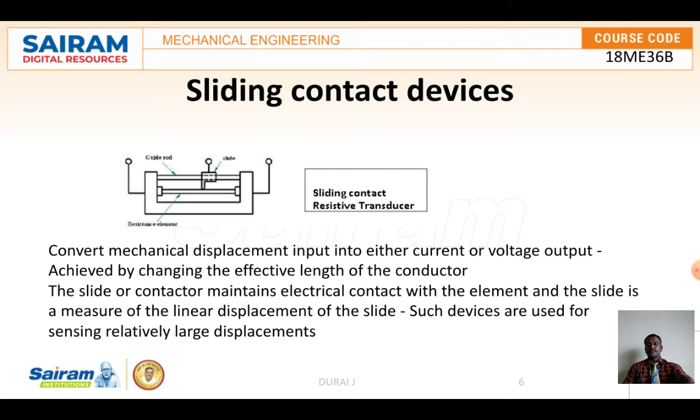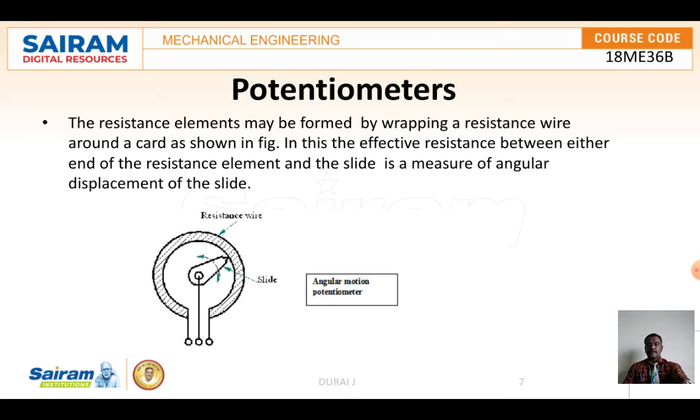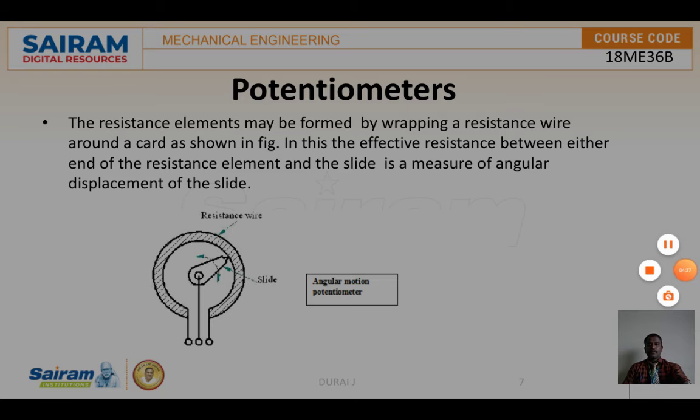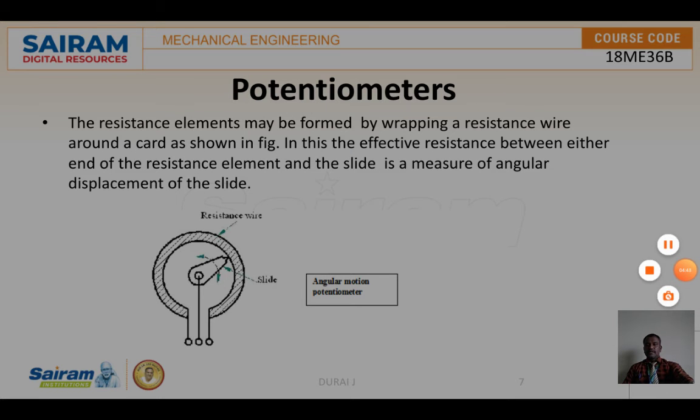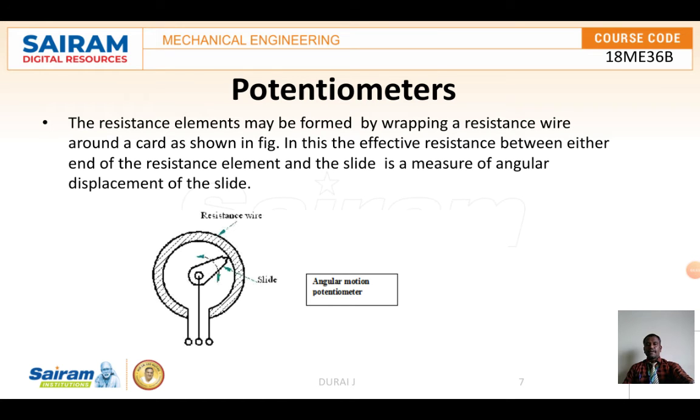Such devices are used for sensing relatively large displacement. So here it can measure large displacement also, because it is using the sliding contact. Then comes the next thing, the potentiometer. Potentiometer elements may be formed by wrapping the resistance wire around, as shown in the figure.